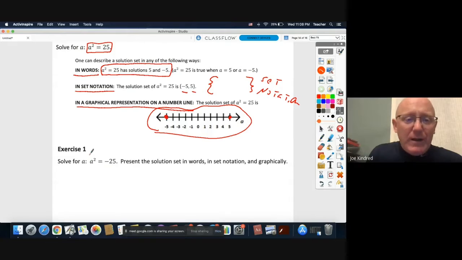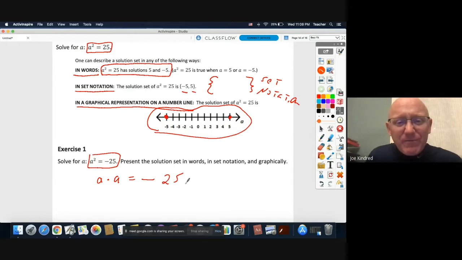Now, another case that we want to look at is this one. Solve for a. Now, this particular one, is there any number times itself that's going to equal negative 25? Think about that. Well, as it turns out, by the definition of multiplication of the same number, there is no number, so there's no solution. So in words, you would put, there's no solution. In set notation, you might put this little squiggly mark here and this circle with a line through it. That's the empty set. There's no solution.